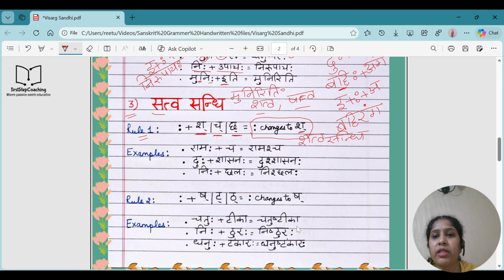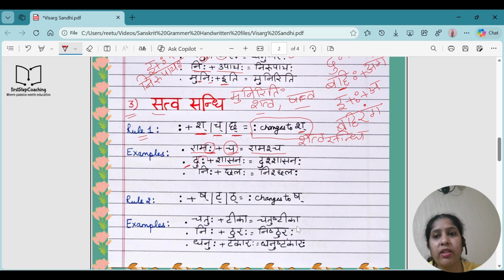Fine. If you see, the first word is Ramaha, and the second word is starting with a cha. So Ramaha means the first word is ending with the visarg, and the second word is starting with a cha. So what should happen? No other change will happen. Just in the place of visarg, you have to write a sha. Got it? And it will become Ramascha. Fine. Ramaha plus cha will become Ramascha. Same way, if you see this one, Duhu plus shasan.